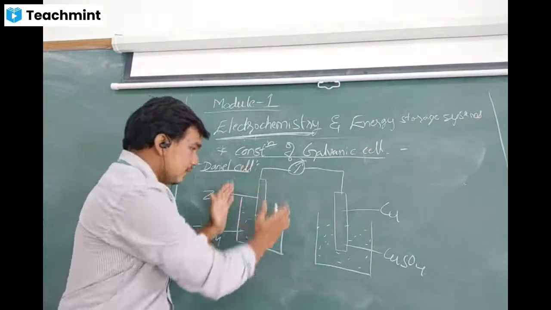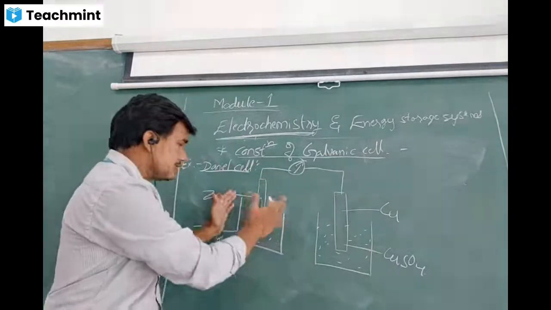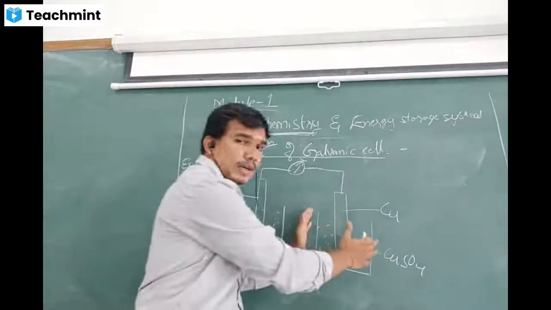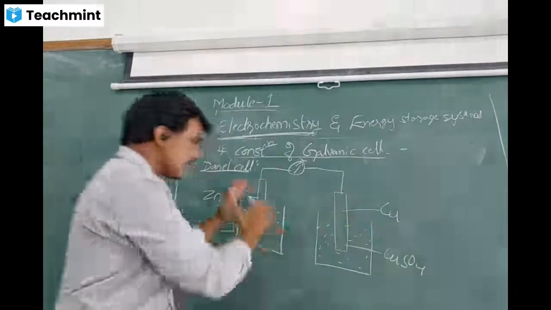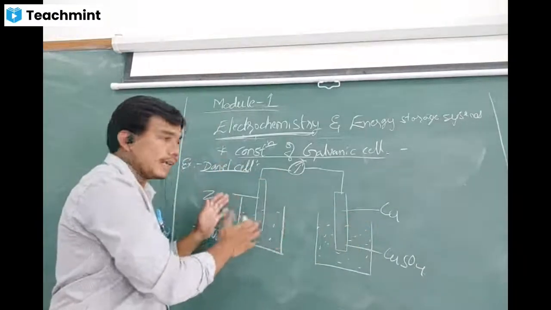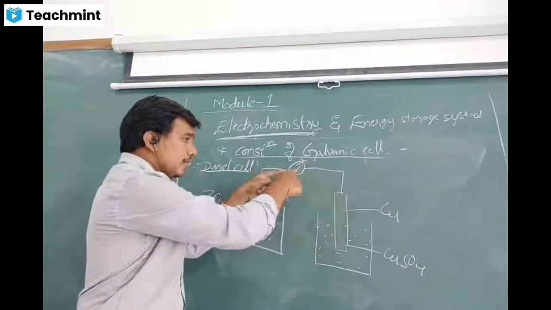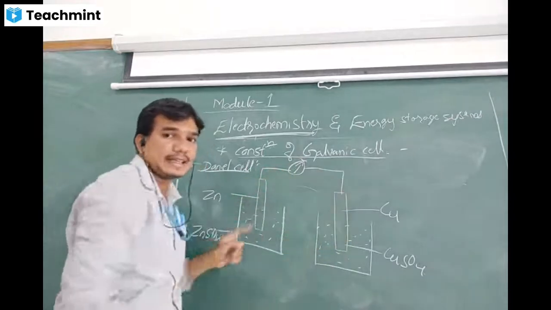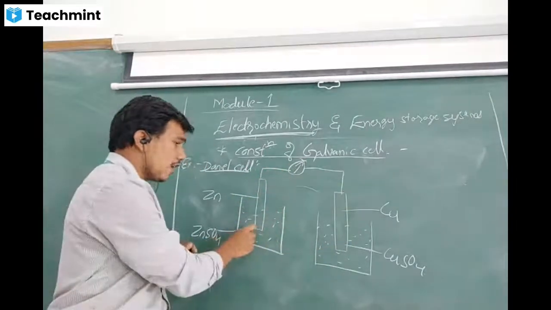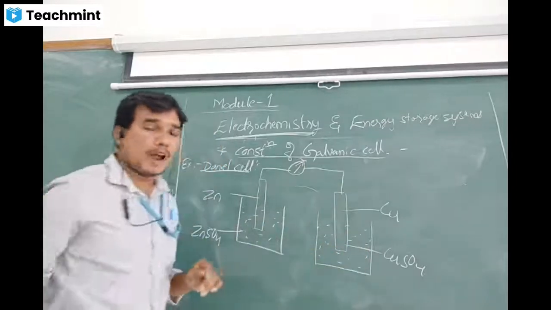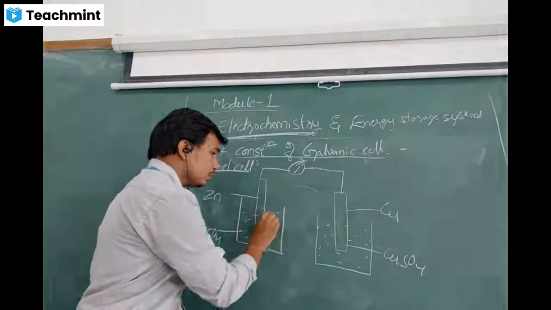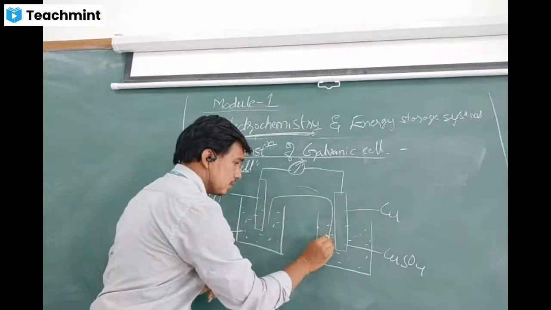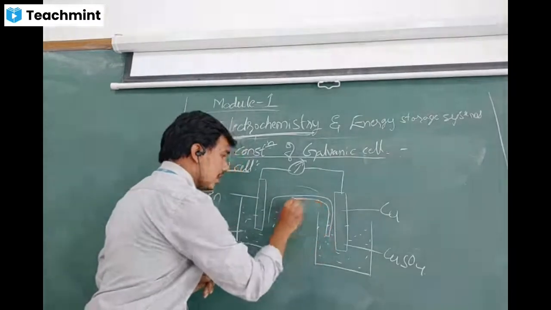Yes, sir. This one is a half cell, the zinc half cell, and this one is the copper half cell. These are called half cells. When we connect them, it becomes a complete cell, a net cell. So this is the zinc half cell, and this one is the copper half cell. To connect both of these, what do we require? Salt bridge.